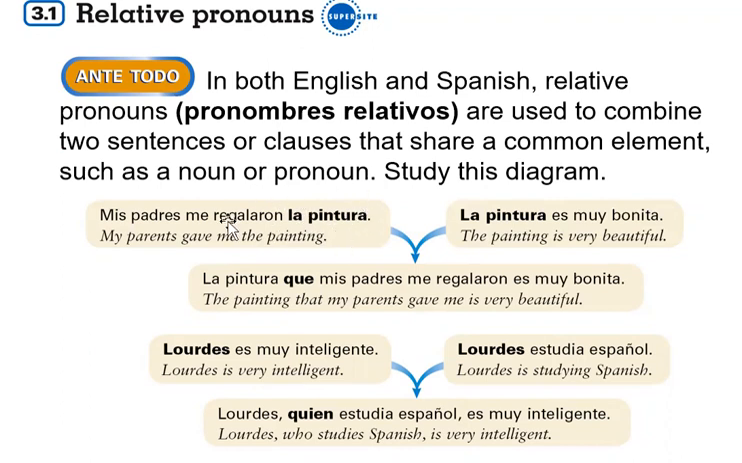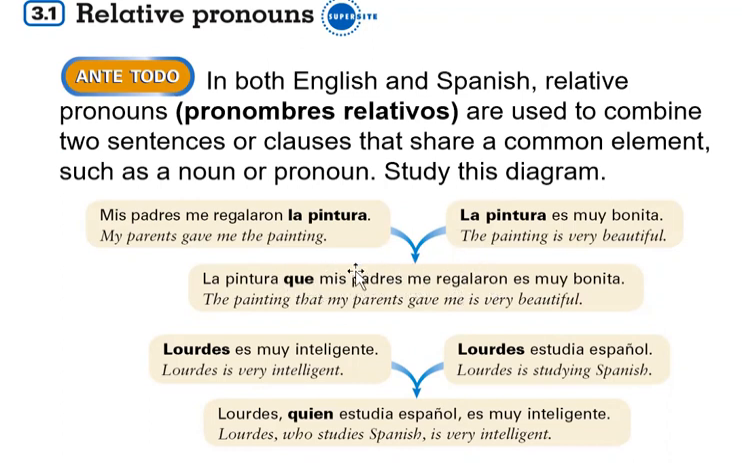What we can do is take what we know about the painting in this sentence and what we know about the painting in this sentence and put it together to form a longer sentence. Just a single sentence though. La pintura, so this is the painting, there's our common element, and we're going to use que to link it to some more information about this painting. La pintura que mis padres me regalaron. So what painting? We're talking about the one that my parents gifted me or gave me. Que mis padres me regalaron.